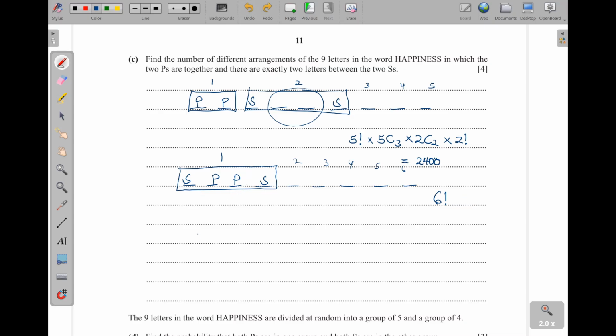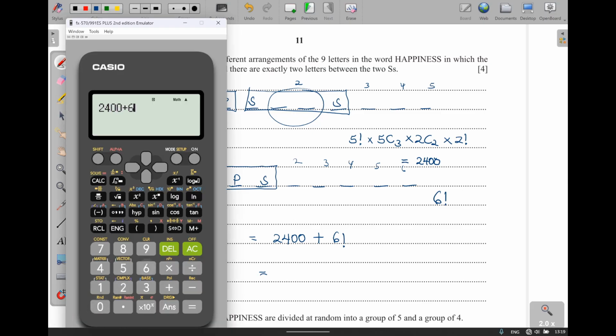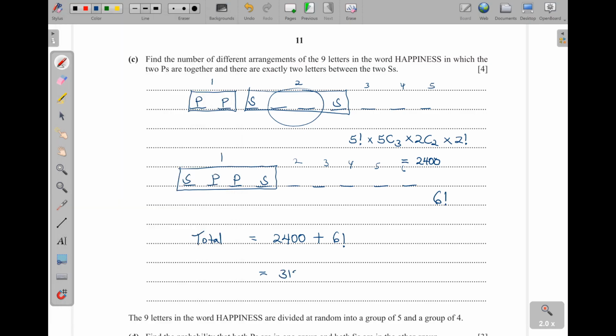Now, we just now put down the total. So the total is now going to be that 2400, then plus the 6 factorial. And I think 6 factorial is 720. So what do we have altogether? 2400 plus 6 factorial. This one gives us 3120. 3120. As simple as that.